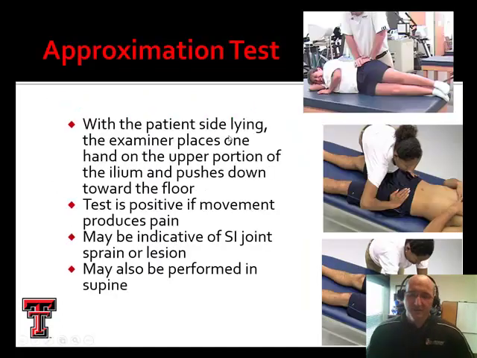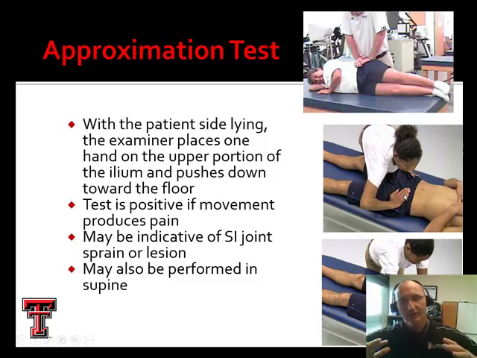Okay, the approximation test, we put them in side lying and apply force down through the pelvis. We can also do this in supine, either straight across their ASIS, or we can try to approximate and push their ASIS apart. Okay, so we can do this test multiple ways, but either way we are looking for SI joint dysfunction.